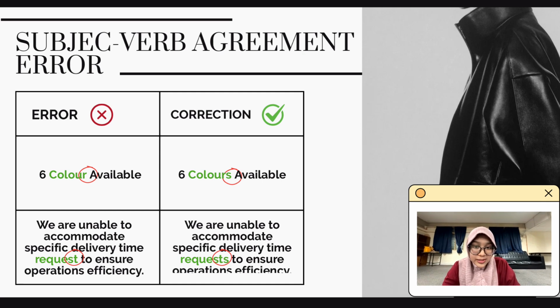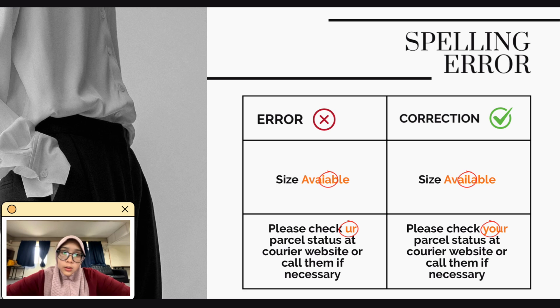Moving on to the next sentence, similarly, in the sentence "specific delivery time request," the noun "request" is singular even though it refers to more than one possible request. To match the meaning, the noun should be in plural form. So the correct sentence should be "specific delivery time requests." Therefore, in both examples, the error occurs because singular nouns are used instead of plural nouns, which affects the overall subject-verb agreement.